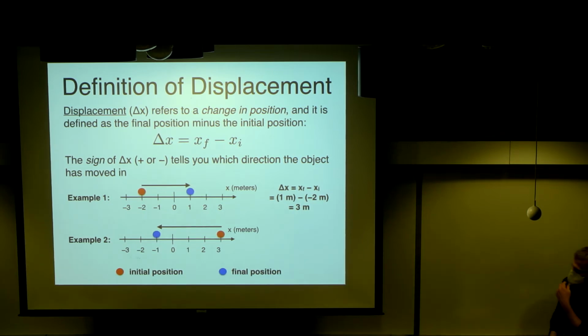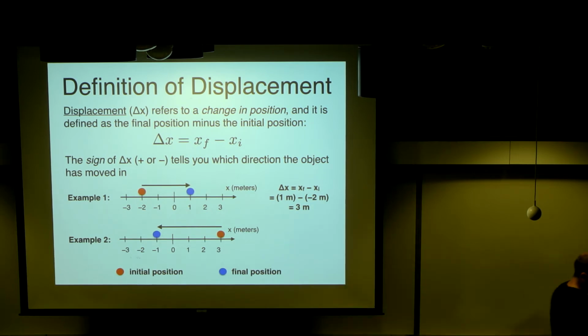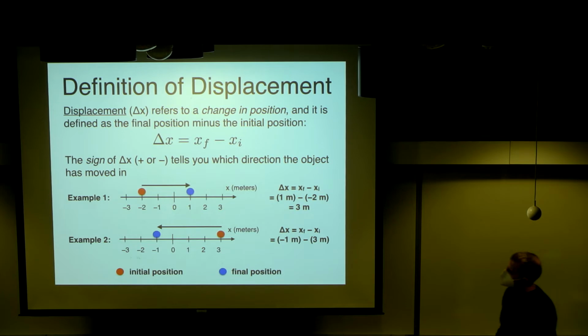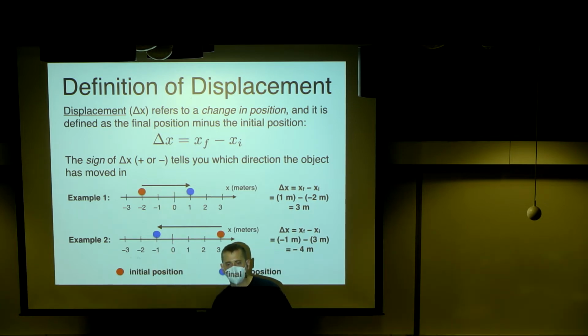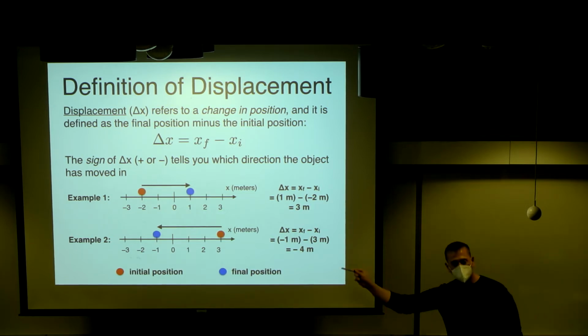All right, in the second example, what's our initial position? Where do we start? Right here? Positive 3 meters, and where do we end up? End up at -1 meter. So if we do final minus initial x value, for that second case, we have -1 minus 3, which is -4. So that just says we moved 4 meters in the negative x direction during this time period. Make sense? That's displacement. Just take your final minus initial position, tells you how far you've moved and which direction you've moved in.